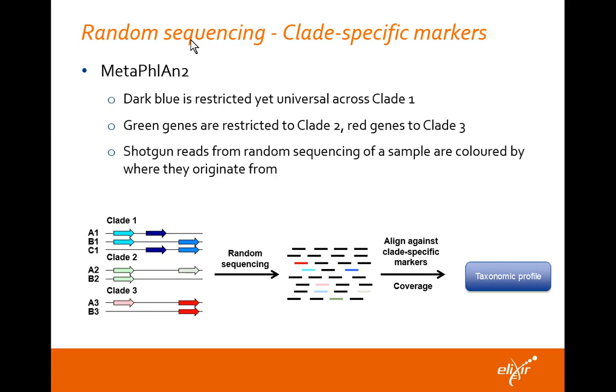So when you do random sequencing, MetaPhlAn maps your reads onto these clade-specific genes. It will look at the coverage, how many reads map to particular clades, and which clade it maps to, and then produce a taxonomic profile showing the relative abundance, what percentage of your sample belongs to clade 1, 2, and 3, and so on. So this is what you're going to do in the second part of the exercise today.